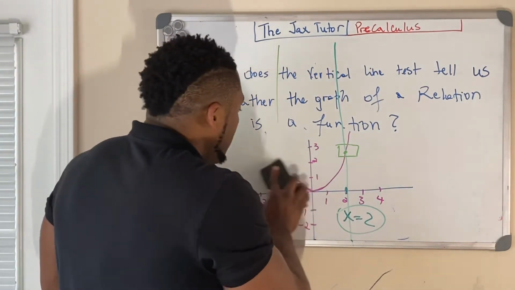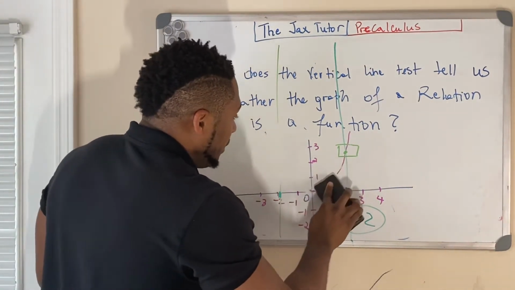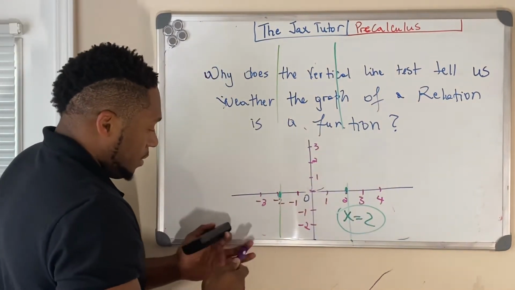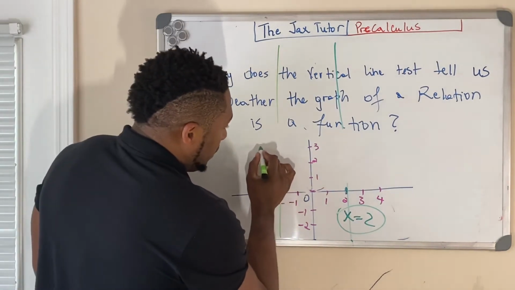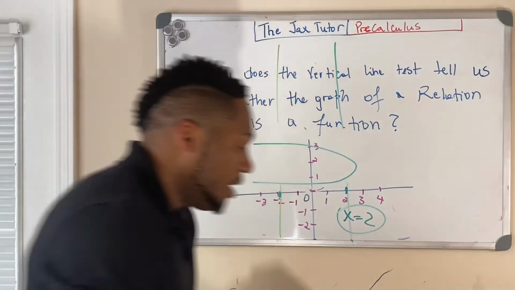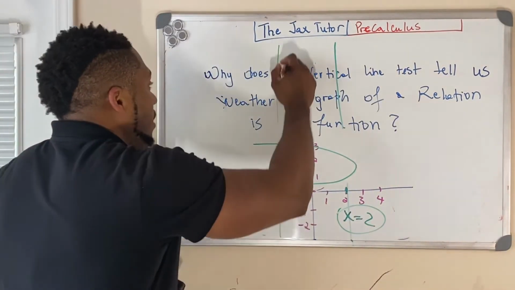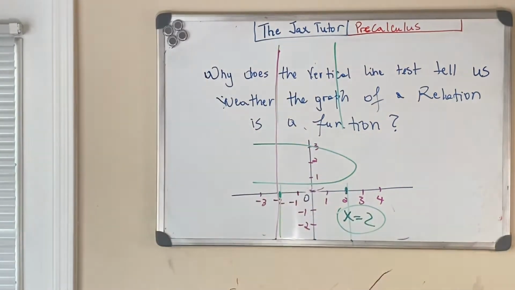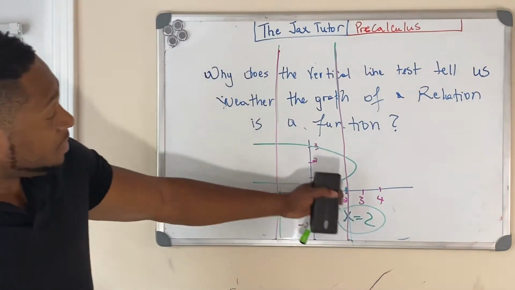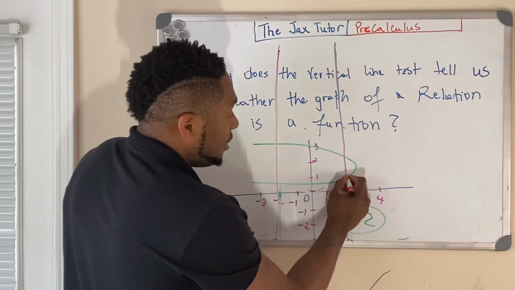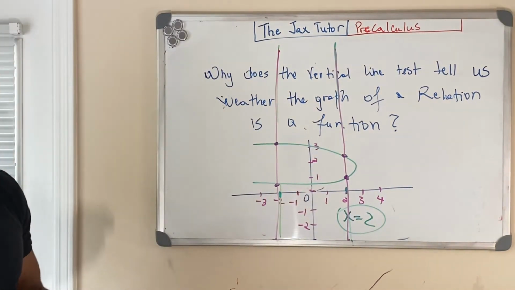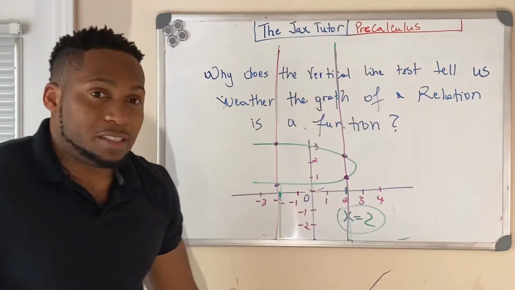I'll show you something else that doesn't pass the vertical line test. Let's say I have a graph here that looks like this. If I draw a vertical line going down, a vertical line close to 2 and a vertical line close to -2, then for that one value of 2, the graph intersects the vertical line at 2 points. Here, the same thing. So this is not a function, because it doesn't pass the vertical line test.